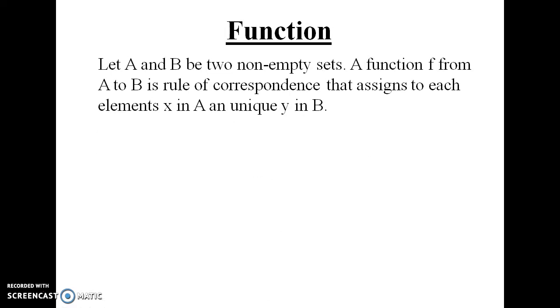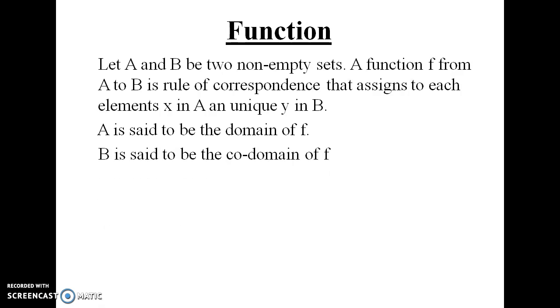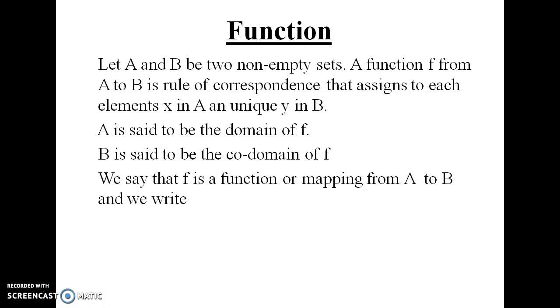Function. Let A and B be two non-empty sets. A function f from A to B is a rule of correspondence that assigns to each element x in A a unique element y in B. A is said to be the domain of f. B is said to be the codomain of f. We say that f is a function or mapping from A to B and we write f: A → B.